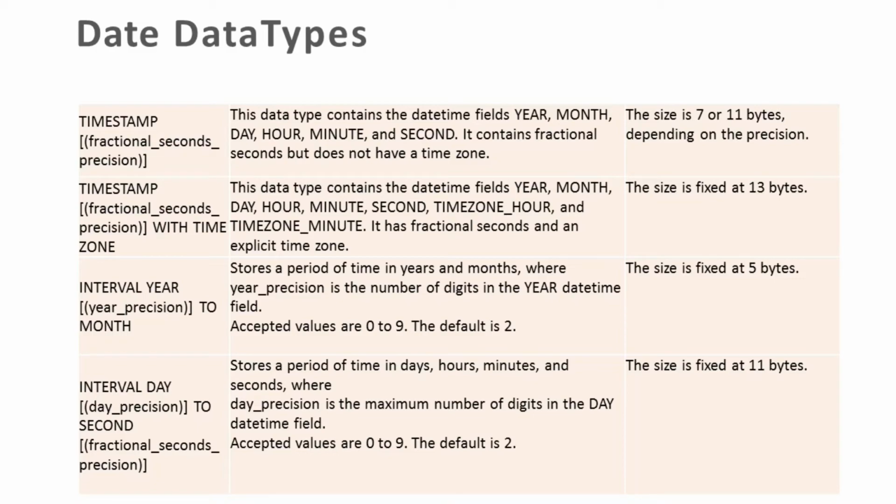And coming to the interval year to month, it will just store the period of time in years and months. Whereas the interval day to second will store the period of time in days, hours and minutes. And these data types have to be used very carefully while you are applying them in an application, by understanding the proper relevance or the difference between these data types.